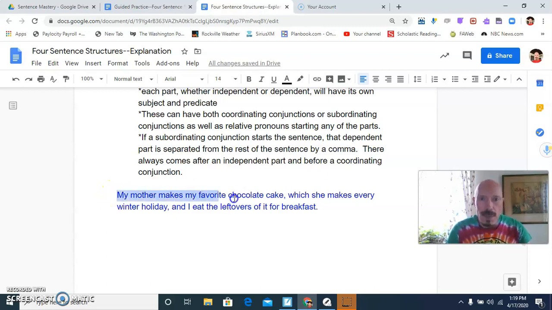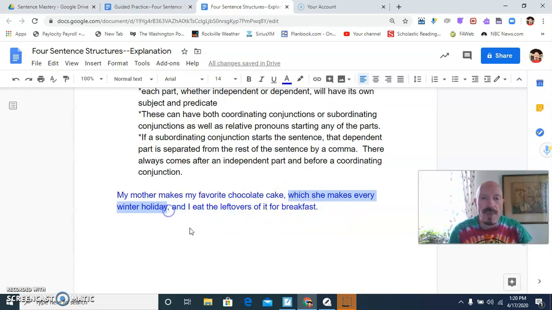So my mother makes my favorite cake. That's an independent part. But here's my dependent part, which she makes every winter holiday. But then I have a comma, and I have a coordinating conjunction, and I eat the leftovers for breakfast. So I have 2 independent clauses here and here. They don't have to be separated by a dependent clause. They can be one after another. You just have to use a comma. And then here's my dependent part.